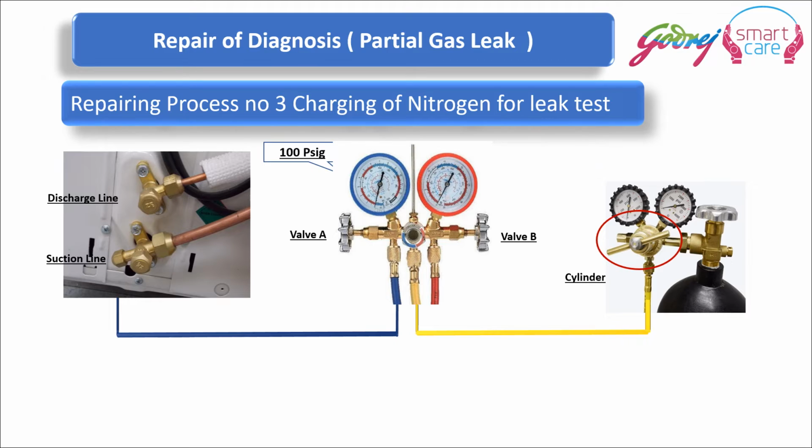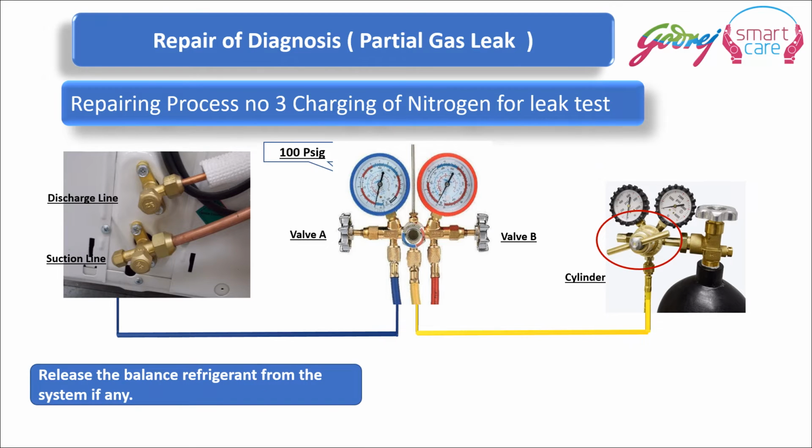Then we charge the nitrogen for the leak test through the same suction line. This is the 3 hole and 2 valve arrangement manifold. In this manifold, the suction line is connected to the blue hose, and through the yellow hose we are connecting it to the nitrogen cylinder, and we are checking the pressure.